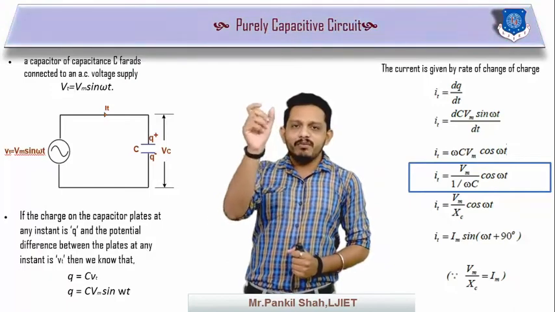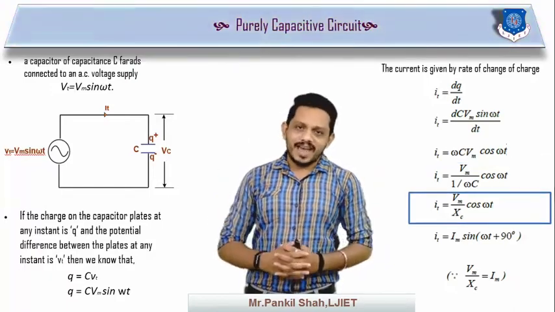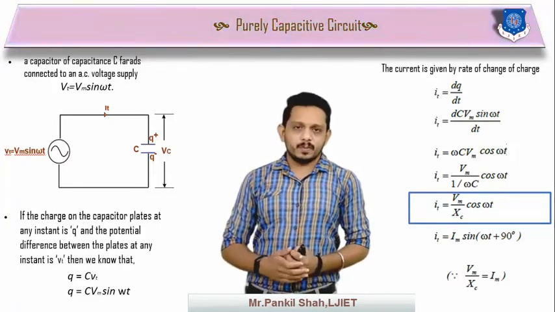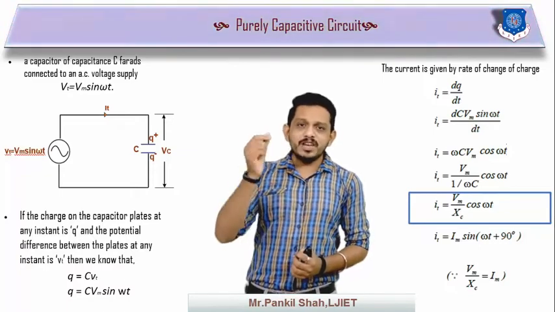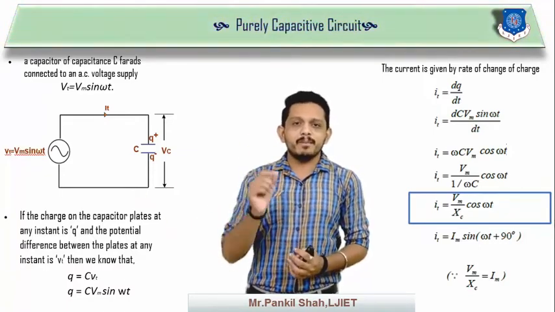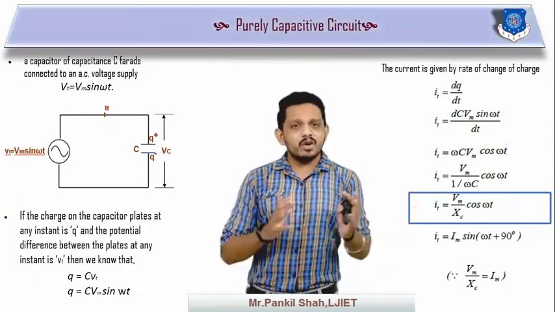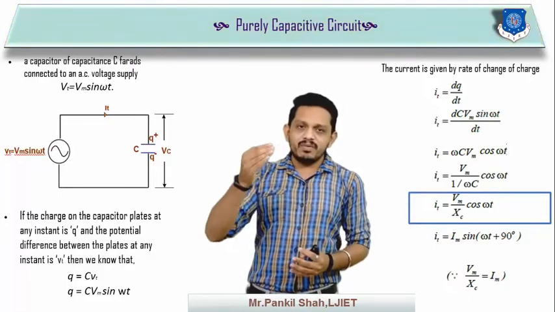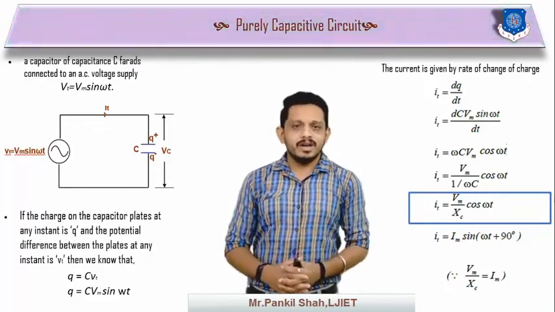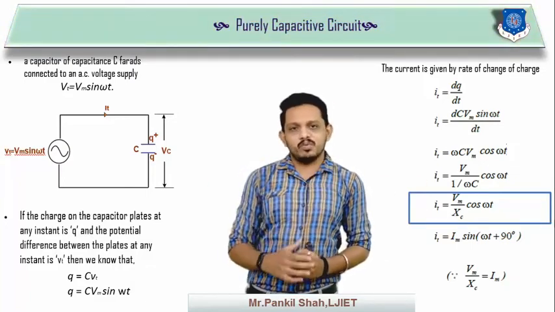Now we know that Vm upon something. So 1 upon omega C is known as Xc, and Xc is the capacitive reactance, just similar to Ohm's law. Ohm's law states that V upon R is equal to I. In the previous theory, we defined that Vm upon XL is Im because XL was the inductive reactance. And here also we will use the same, that is Vm upon Xc is nothing but Im, the maximum current. So now we have the equation as I equals Im into cos omega t.